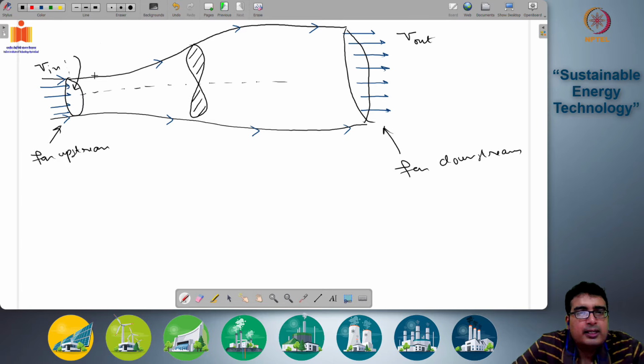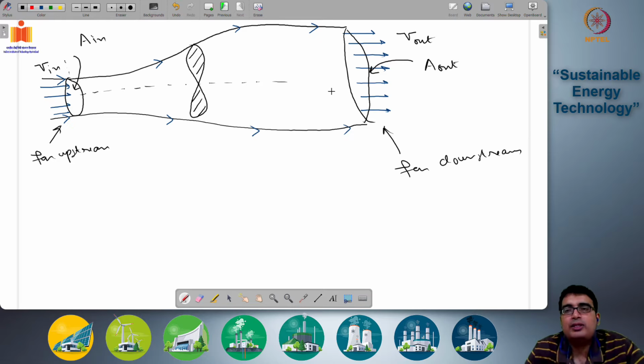Okay. So this area here is A in, the total cross-sectional area of all the streamlines that are being affected by the blades. This area far upstream of the region, and this area is A out, which is the total cross-sectional area of all the streamlines affected by the rotating blades far downstream of the flow. And here you have A, which is the swept blade area. Fine.